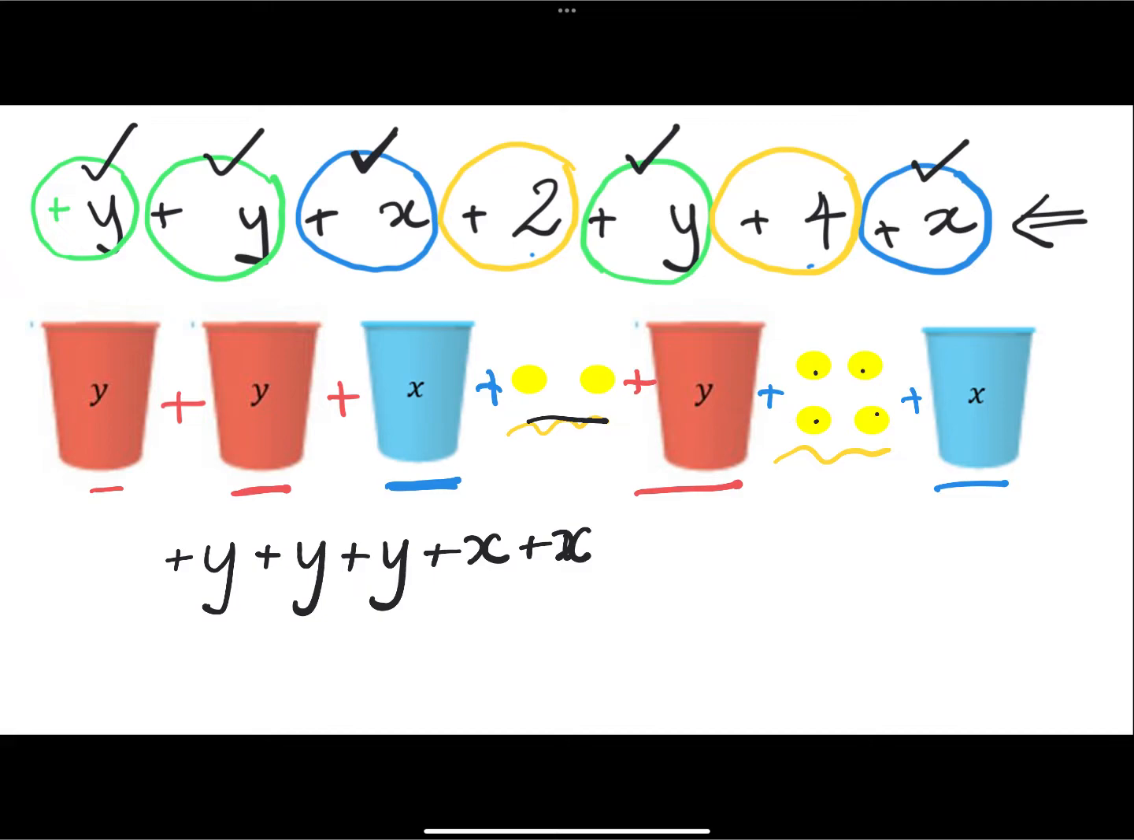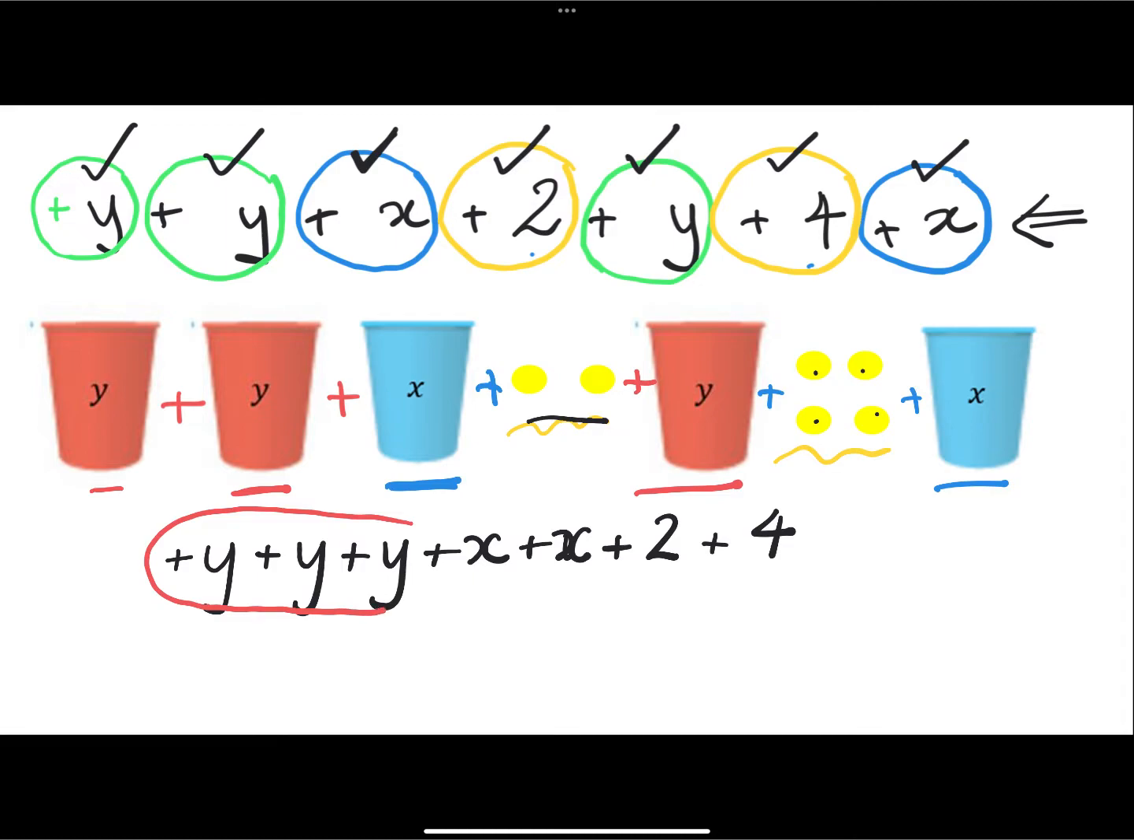And then lucky last, I'm going to do my constants. So that's my yellow bubbles. There's a plus 2 and a plus 4. So this time I can simplify this even more.